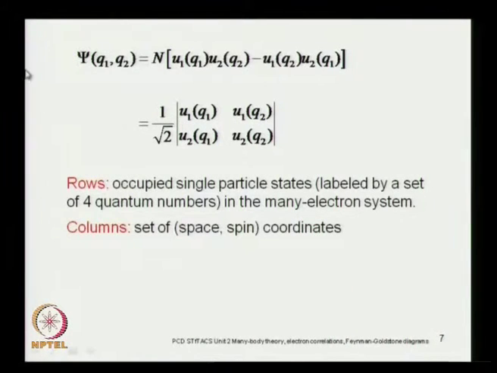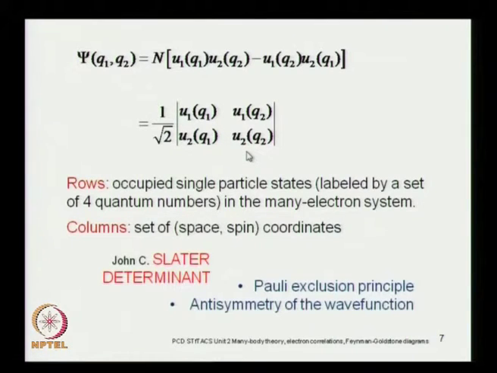So, you can see that you can write this as a determinant, this is just an equivalent form, and this is the 2 by 2 determinant for the 2 electron system. This is called the Slater determinant. You can automatically see that the Pauli exclusion principle and the antisymmetry of the wave function are built into it, because if you interchange q1 and q2, the determinant would change its sign, and if you have 2 rows the same, the determinant will vanish. Okay, that is the Pauli exclusion principle.